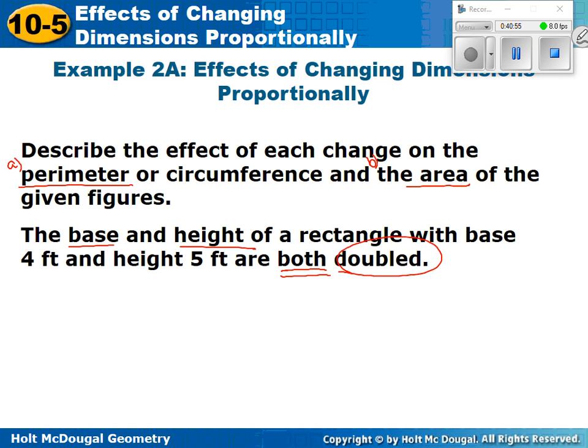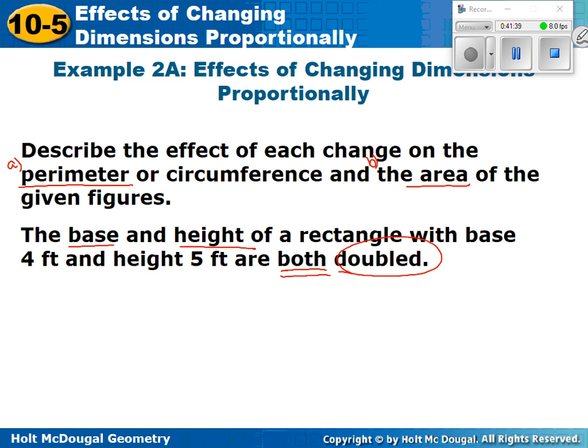Okay, let's try it with perimeter. What's the perimeter formula for a rectangle? 2b plus 2h. Okay, but now we're going to double the base and double the height. So we're going to multiply the base by 2. So where this was a b, we're now putting 2b. We still have a 2 in our formula. And then where there's an h, we're going to put 2h. Is everybody following me there? Okay, simplify. What's 2 times 2b? 4b. And what's 2 times 2h? 4h.